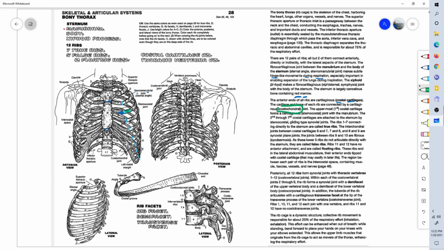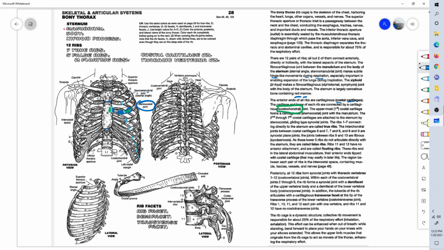Now, the area here where the cartilage meets the sternum is called a sternocostal joint because it's where the cartilage meets the sternum. So this is called a sternocostal joint. Not to be confused with the costochondral joints.